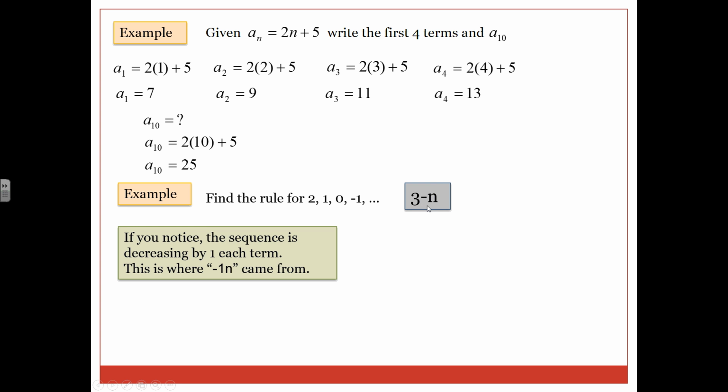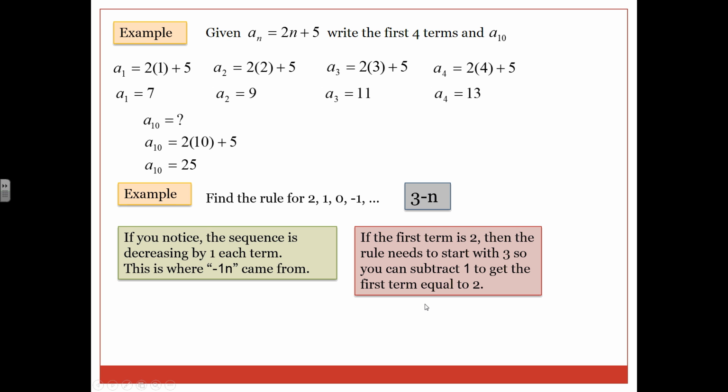That's where this -1n came from. Decreasing because it's a negative, or negative because it's decreasing, and 1 because it's decreasing by 1 each time. So then, if I just had -1n, that doesn't start me with 2 when I plug in 1 for n. So now I had to think about, how do I get 2? Since the first term is 2, the rule needs to start with 3, so I can subtract 1 to get to the next term. So if I start with 3, 3 minus 1 is going to get me to 2. So I just played around, thought about it, and got that answer.